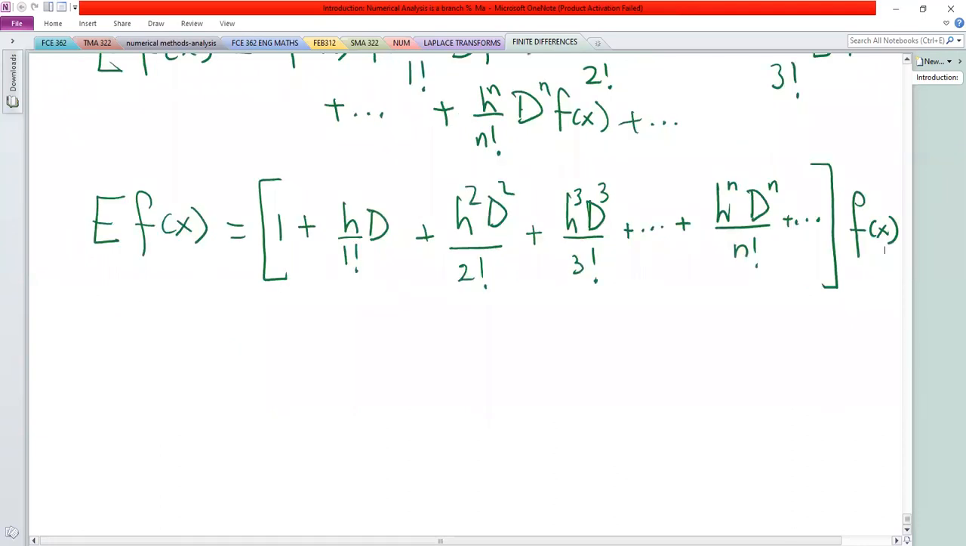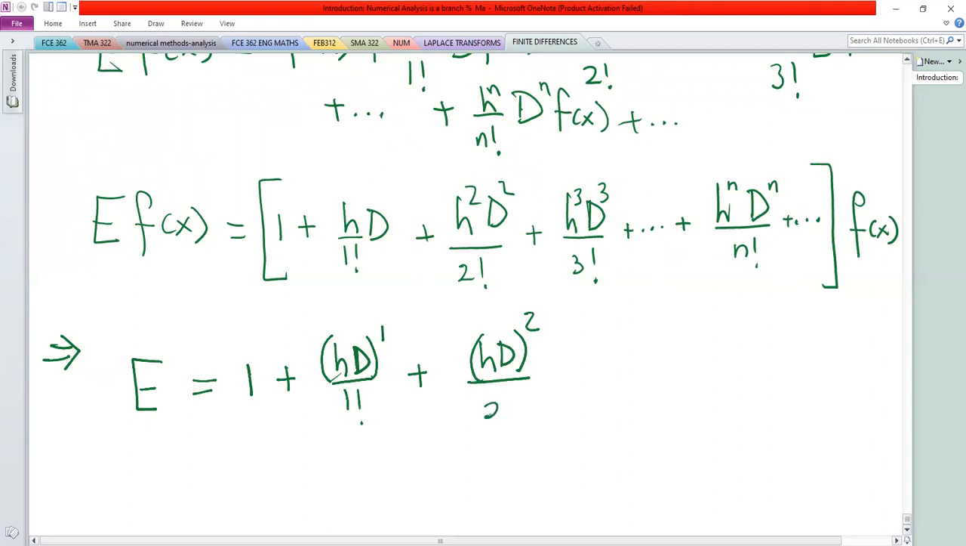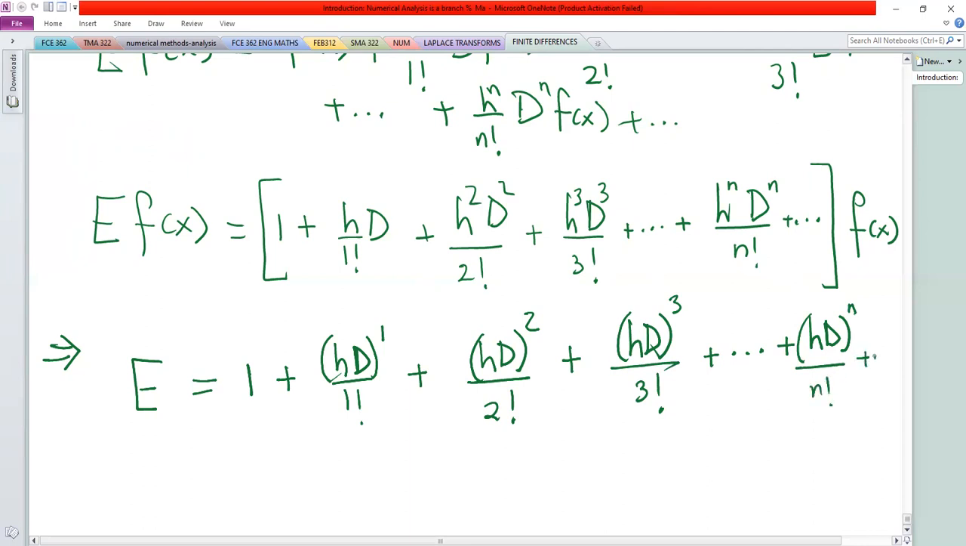Now, for the equality to make sense, it means that the coefficient of f of x on either side must be the same. So this implies the shift is equivalent to 1 plus hD over 1 factorial, which I can write just as hD to power 1, plus hD squared over 2 factorial plus hD power 3 over 3 factorial plus other several terms plus hD power n over n factorial plus several terms of the same pattern.